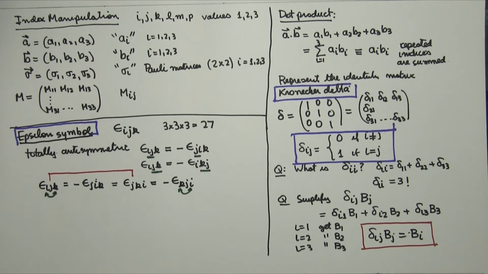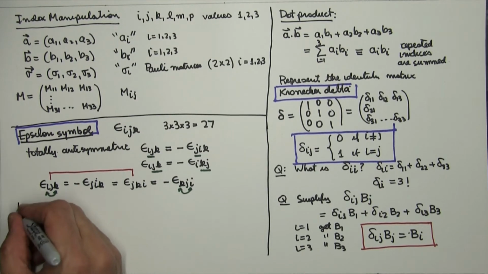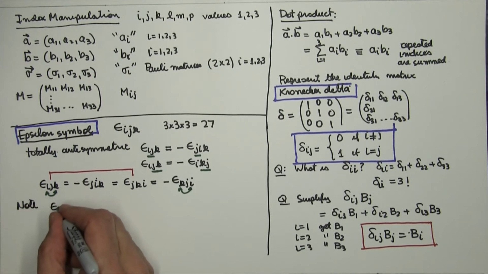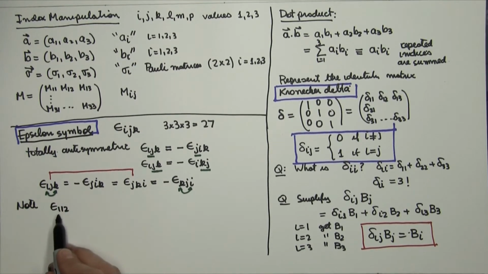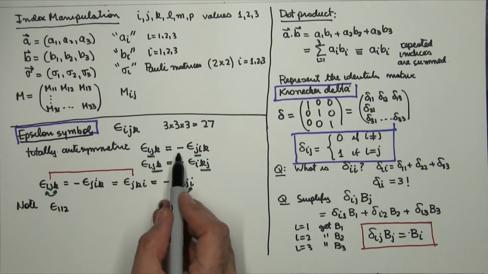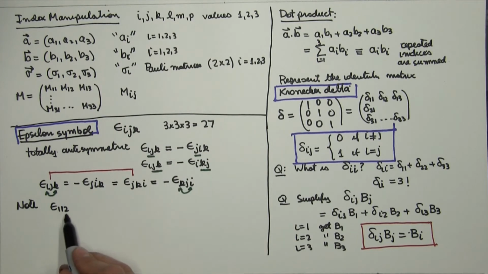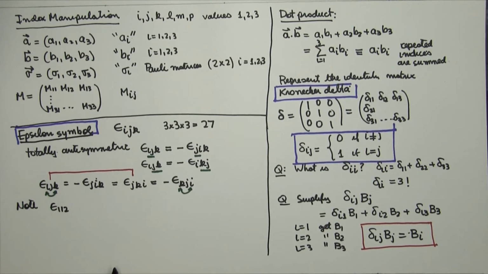So, all right, this is what we demand from this epsilon symbol. Now, because of this total antisymmetry and because the indices have only 3 possible values, you get into a situation where this is very constrained. For example, note that epsilon 1, 1, 2 is 0 because you have 2 indices that are the same. If you use this property, it should be equal to minus epsilon 1, 1, 2, and an object that is equal to minus itself is 0. So epsilon 1, 1, 2 is 0.